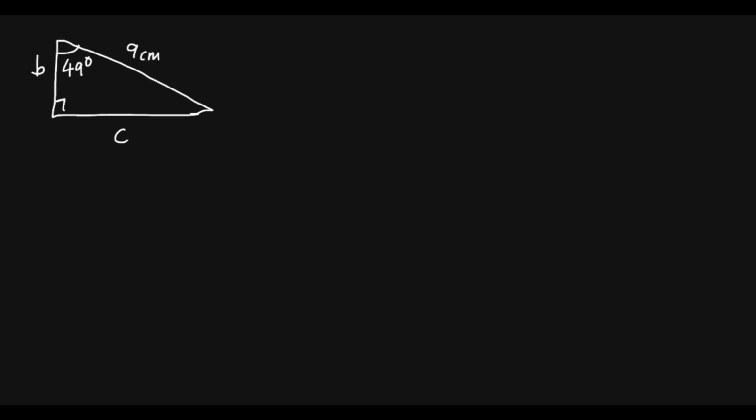So the first step that we are going to do is we need to identify the opposite, adjacent, and hypotenuse. So this distance is our opposite. Then this one is the hypotenuse. Then here we have our adjacent. So now let us write the 3 trig ratios.